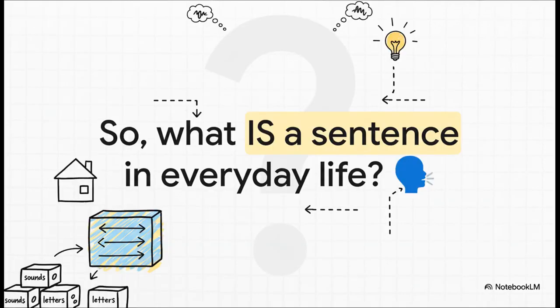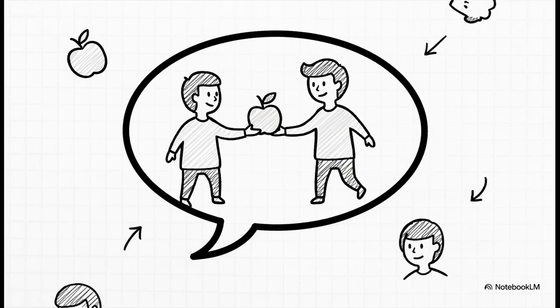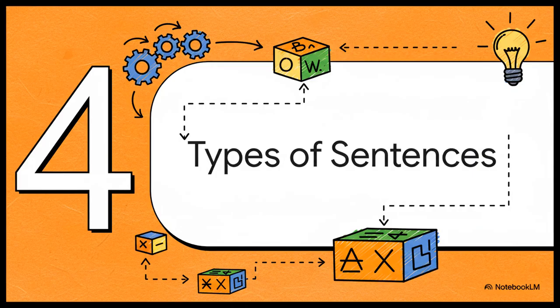But let's be real for a second. Let's forget about grammar class. What is a sentence in our actual day-to-day lives? Get this. A sentence is not some complex, abstract thing. It is, quite simply, one complete thing that you say. Every single time you speak a full idea to someone, guess what? You're making a sentence.